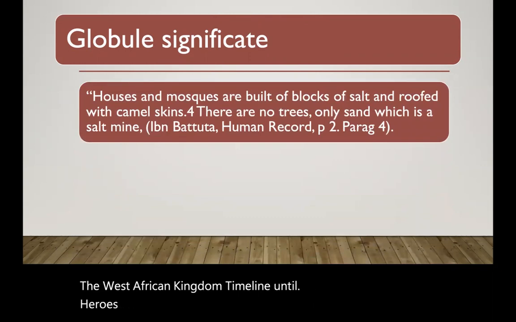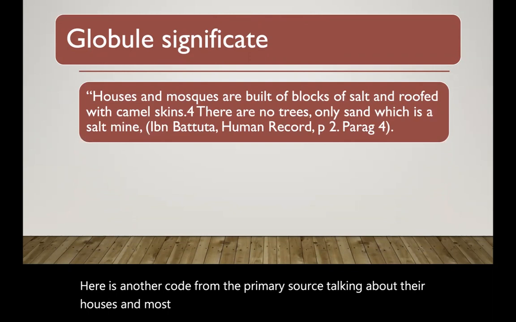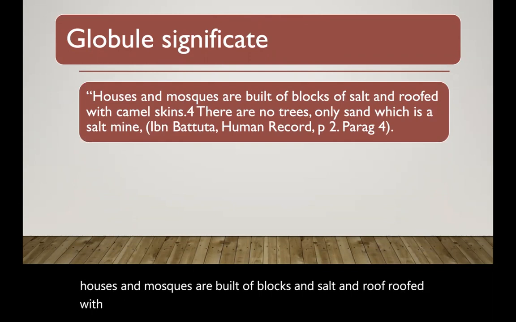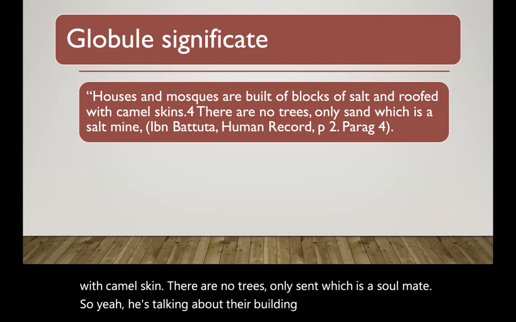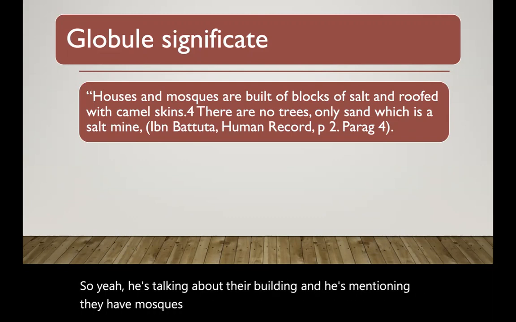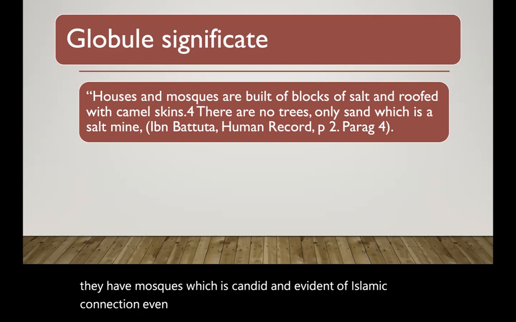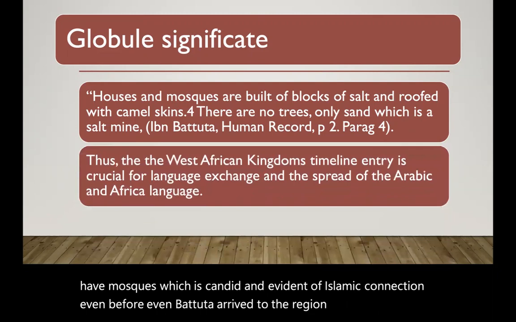Here is another quote from the primary source talking about their houses. Their houses and mosques are built of blocks of salt and roofed with camel skin. There are no trees, only sand, which is a salt mine. So here, he's talking about their buildings, and he's mentioning they have mosques, which is kind of evidence of an Islamic connection even before Ibn Battuta arrived in the region.